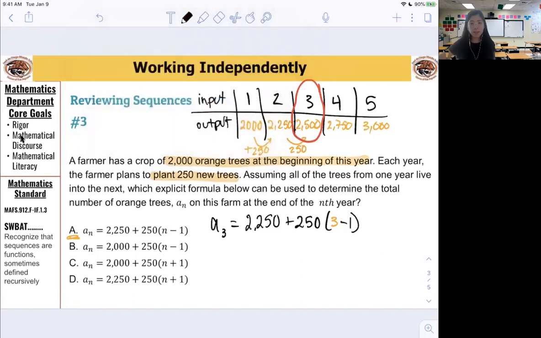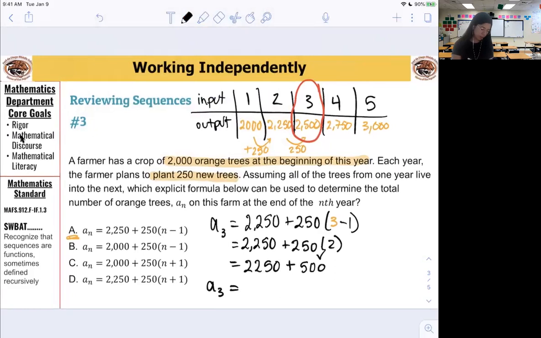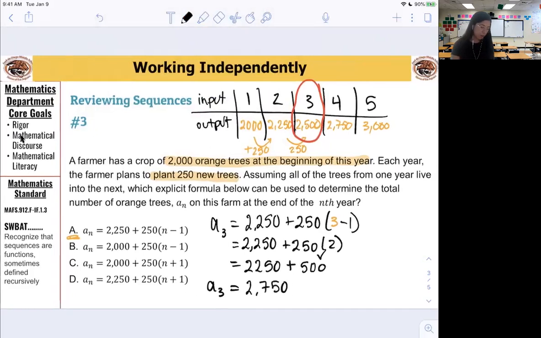PEMDAS tells me to subtract whatever's inside the parentheses first. So I have 2,250 plus 250 times 2, since 3 minus 1 is 2. Then I multiply: 250 times 2 is 500. And finally, I add. A of 3 is 2,250 plus 500, which gives me 2,750, which is not what I wanted. I wanted to get 2,500 as my output, so A is incorrect. Then I move on to B.